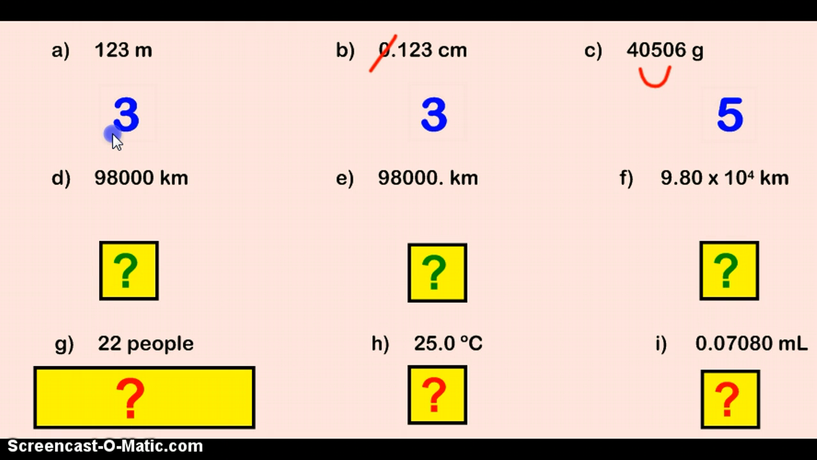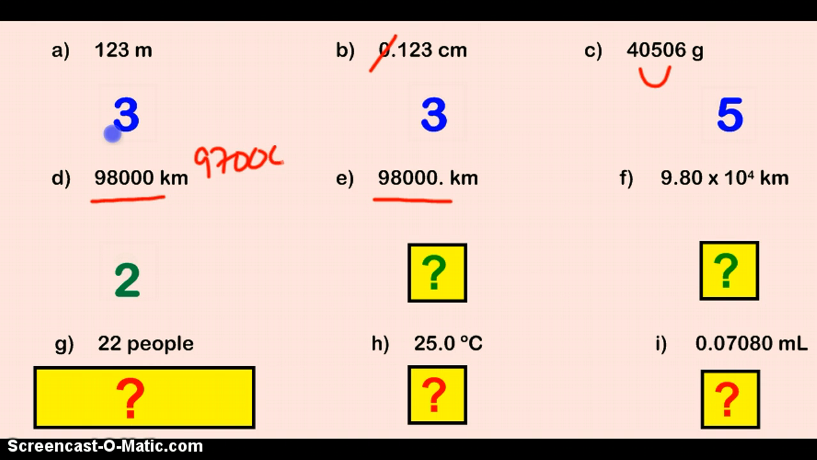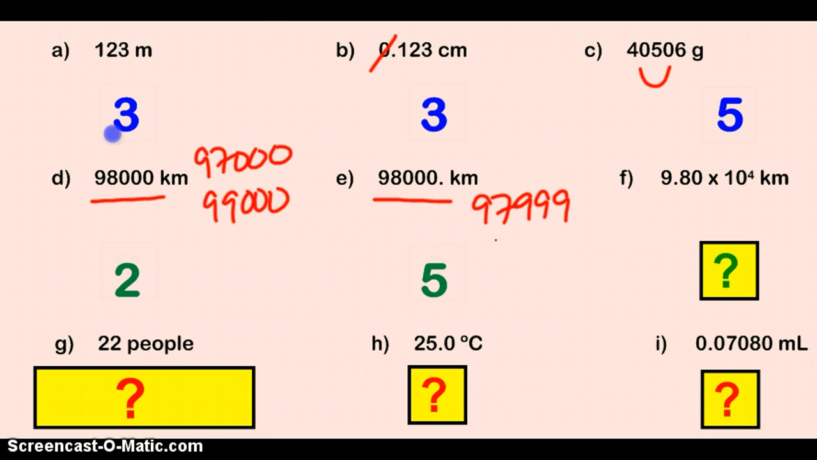Now D and E, we see the same quote-unquote number, 98,000 kilometers. The first one, though, there's no decimal point, so that's a very rough estimate. That's just 2 sig figs. Someone's saying it's between 97,000 and 99,000. Whereas the next measurement has 5 sig figs because of that decimal point. Now someone is saying, no, I went all the way to the 1 spot, so this is between 97,999 and 98,001.